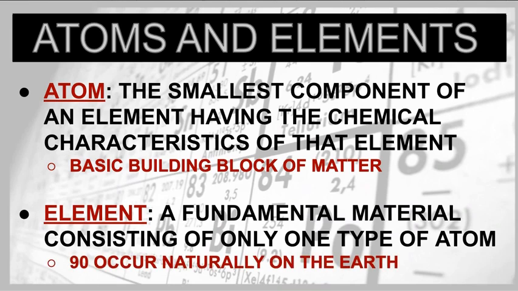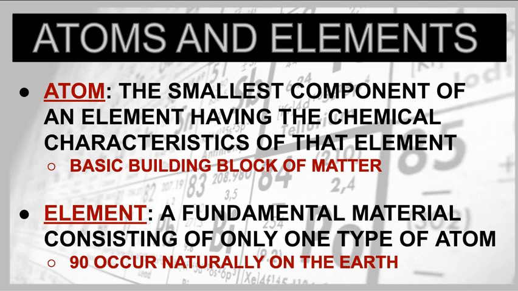90% of elements occur naturally on the Earth. So in our planet and even in the universe, there are just these elements that were there when the Earth and the universe were created. And these naturally occurring elements literally make up everything that we have.